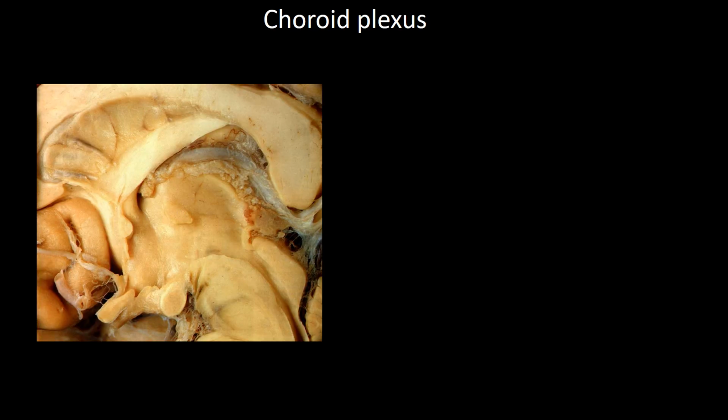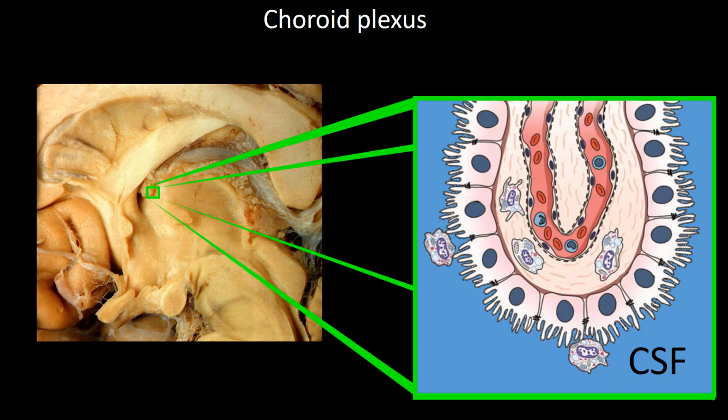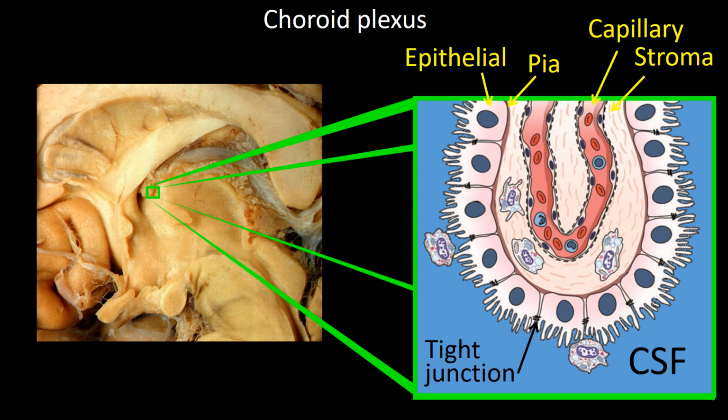I hope you are familiar with this specimen. I use it again to tell you about CSF production. Here I am indicating a piece of the choroid plexus. I will now select a small part of it to illustrate some of its components. The basic components of the choroid plexus are capillaries, stroma, pia, and epithelial cells. Notice that the epithelial cells are joined by tight junctions that block the free flow of substrate from the stroma to the CSF and vice versa.